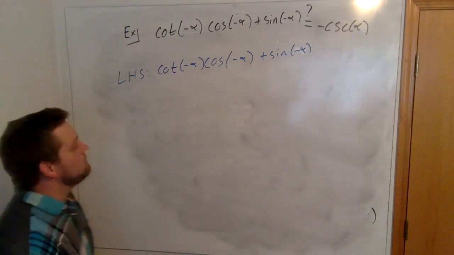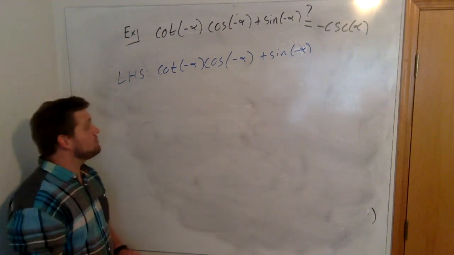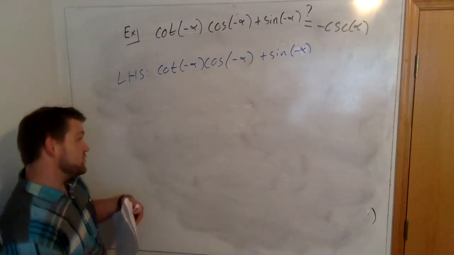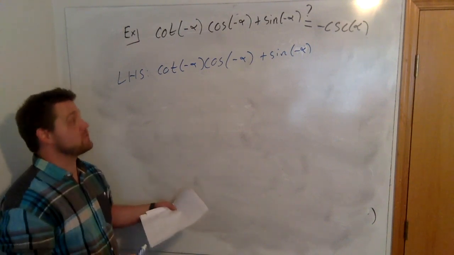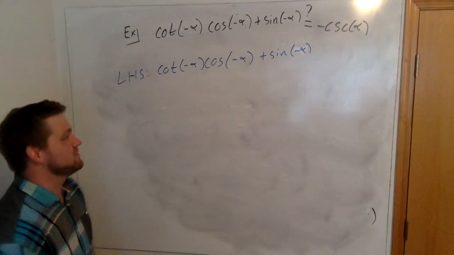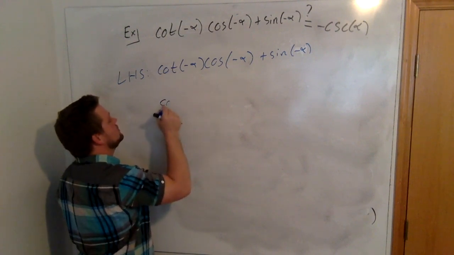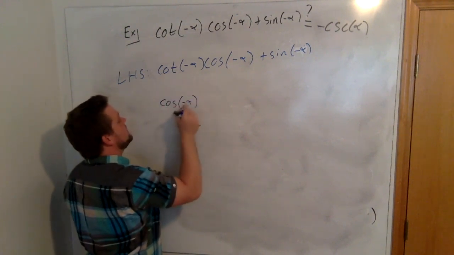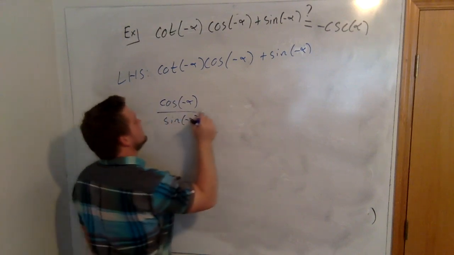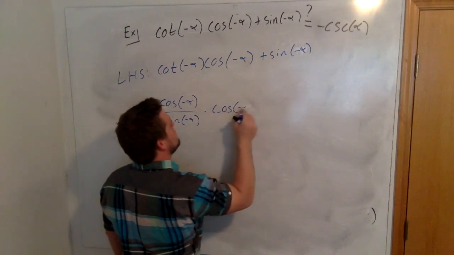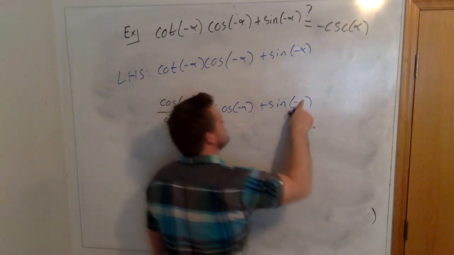Since I'm seeing all these negatives inside of trig functions, we may want to think about the even and odd properties of them. I do have a cotangent here, so if you don't remember the even and odd properties of cotangent, secant, cosecant, or tangent, just remember the even and odd properties of sine and cosine, and remember that you can write any trig function in terms of sines and cosines. So I would start by writing cotangent as the cosine of negative alpha over the sine of negative alpha, times the cosine of negative alpha plus the sine of negative alpha.